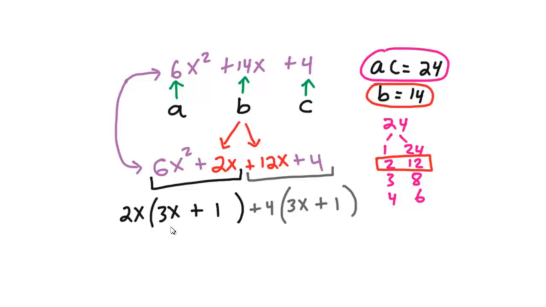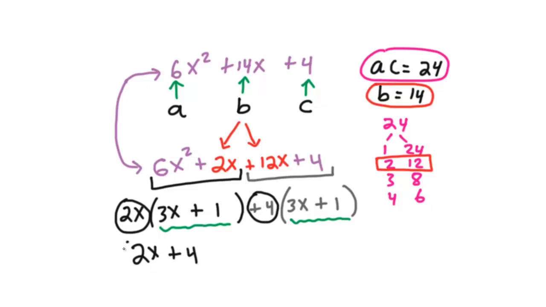Notice that we have the same binomial inside the parentheses, right? We have 3x plus 1 here, and we also have 3x plus 1 here. So we can actually write this as 2x, which is this 2x here, plus the 4 as one binomial, and times that by the 3x plus 1.